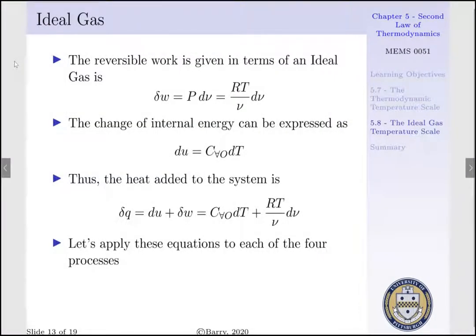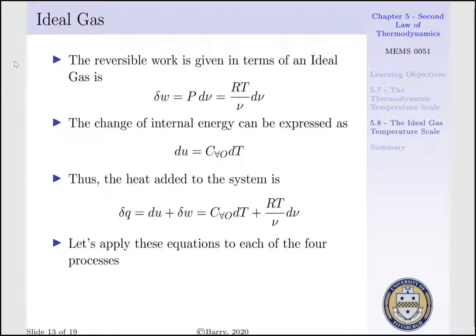Our reversible work is given in terms of our pressure and specific volume for an ideal gas. That is, delta W is equal to P d nu. Or, using the ideal gas law, this is RT per nu d nu. The change of internal energy, du, is equal to the constant volume specific heat for an ideal gas, CV naught, times our change of temperature, dT. Thus, the heat added to our system, delta Q, is equal to du plus delta W, or CV naught dT plus RT per nu d nu.